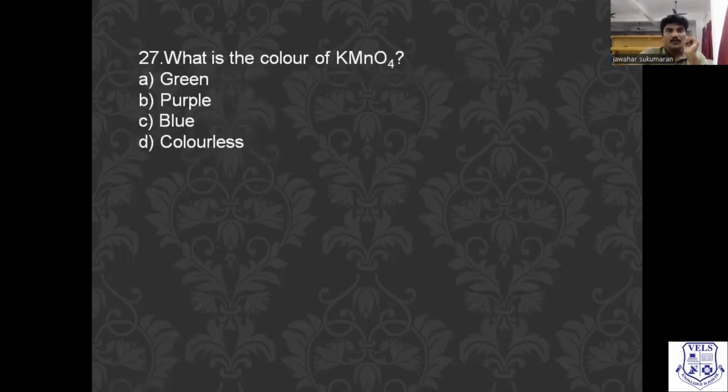What is the color of KMnO4? Very easy question. Anybody know? A green, B purple, C blue, D colorless. Which one? Yes. Correct answer is purple. Potassium permanganate, KMnO4, is an odorless solid that looks like dark purple or bronze colored crystals. If we dissolve these crystals in water, the solution becomes purple in color.